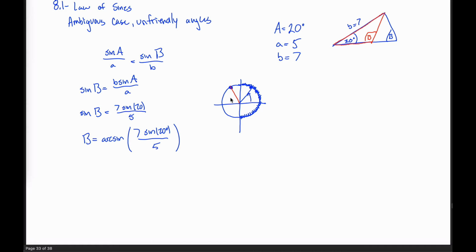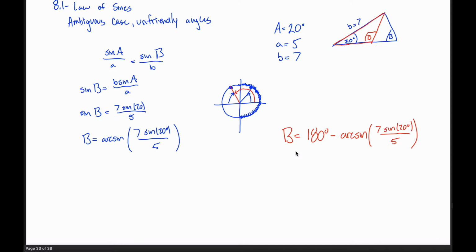If I notice that this angle here is the same measure as this angle over here, then to measure the angle in red, I can think about it as going a full 180 degrees and then back by whatever this angle in blue is equal to. So if this expression right here represents my angle in blue, my angle in red would be 180 degrees minus this whole thing, the arcsine of 7 times the sine of 20 degrees divided by 5.